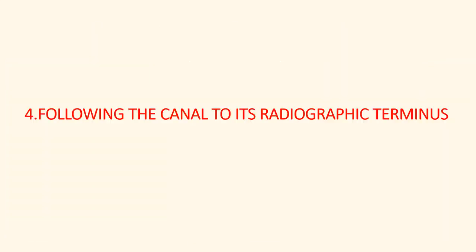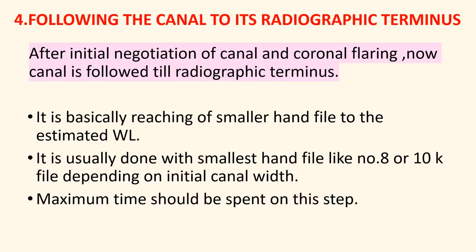Next step is following the canal to its radiographic terminus. This is a very important step in glide path preparation. After initial negotiation of the canal and coronal flaring, now the canal is followed to the radiographic terminus. It is basically reaching the estimated working length with a smaller hand file. It is usually done with the smallest hand file, like a number 8 or 10 K file, depending on the initial canal width. Maximum time should be spent on this step.